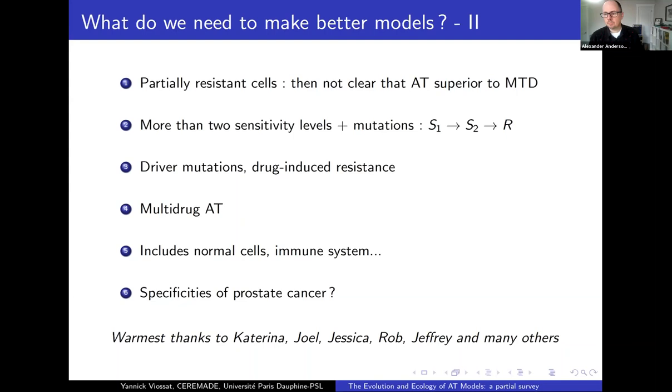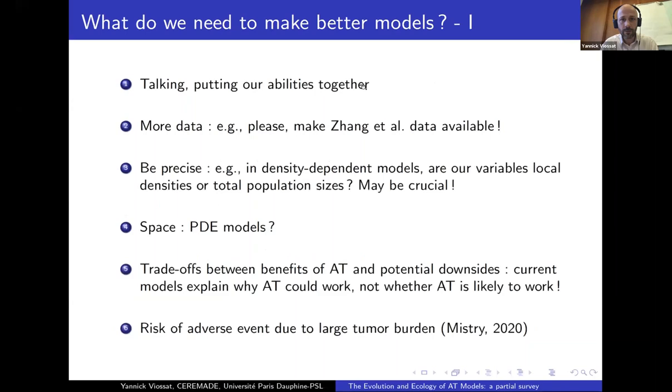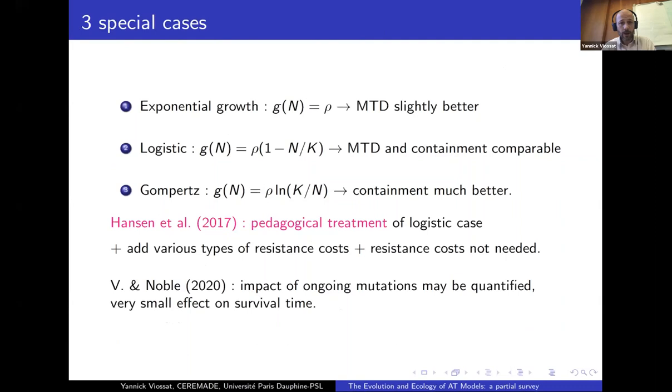Okay, so I'm not sure I can precisely answer the question, but I will give you my explanation of this. So in this model, N is the total population size. And if you assume that the time at which you die is substantially smaller than the carrying capacity, say for instance that N over K is like 1%, it means that the competition effect is very small. N over K will never be more than 1% before you die. And so rho times 1 minus N over K will be at least 99% of rho, which is the maximal speed at which tumor resistance is going to progress. So there is almost no effect of competition, and that's why MTD and containment are comparable.